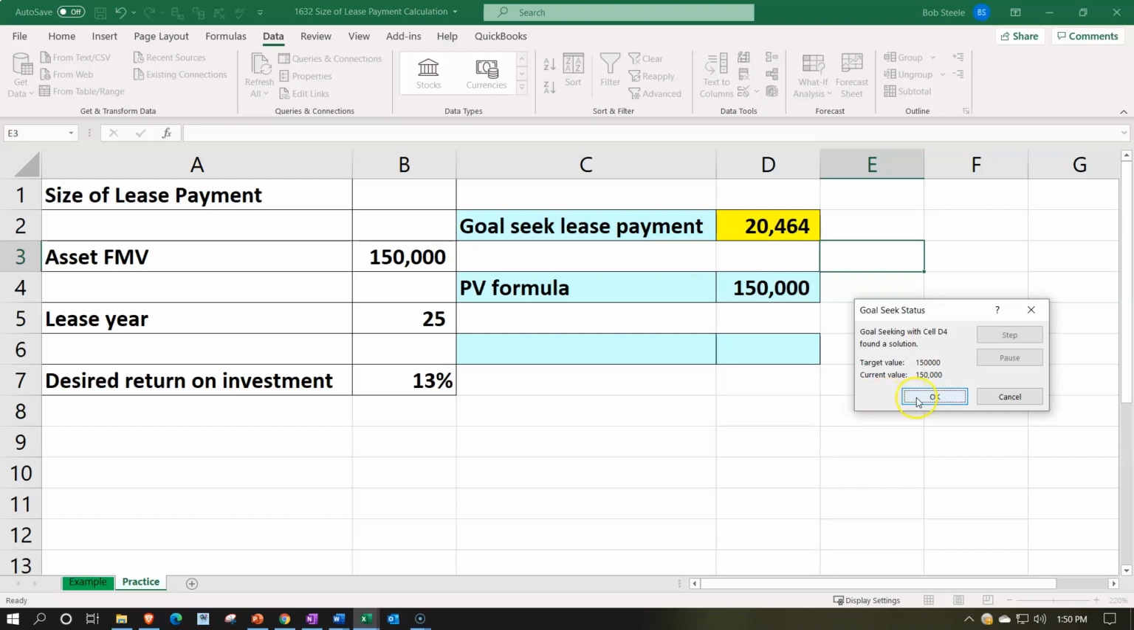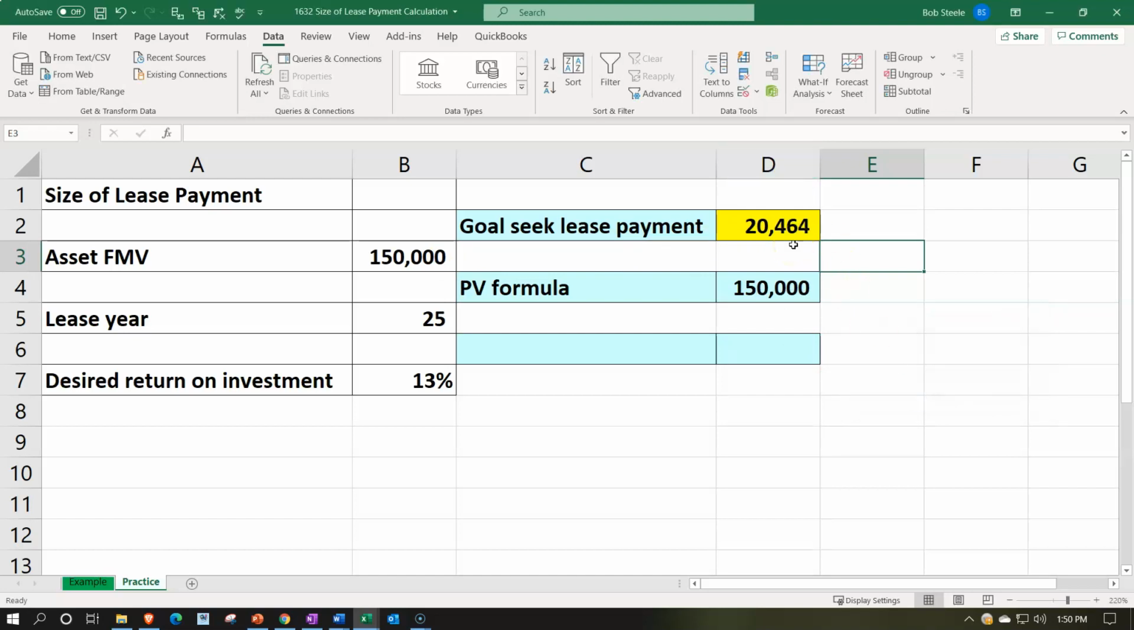There we have it. So we're at about 20,464 for the lease payments. Now, you can do that same kind of calculation with the payment formula. So instead of doing it that way, let's use the payment formula. Even if you use the payment formula, however, I would still double check it by using a present value type of calculation.